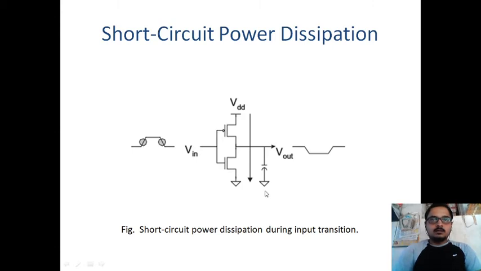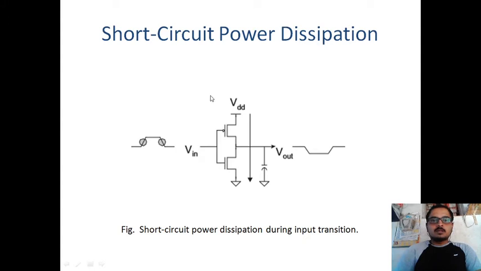In this video, we'll see the short circuit power dissipation. Short circuit power dissipation is one of the power dissipations in dynamic power dissipation. In dynamic power dissipation we generally have short circuit power dissipation, switching power dissipation, and glitching power dissipation. Now we will see what is short circuit power dissipation.